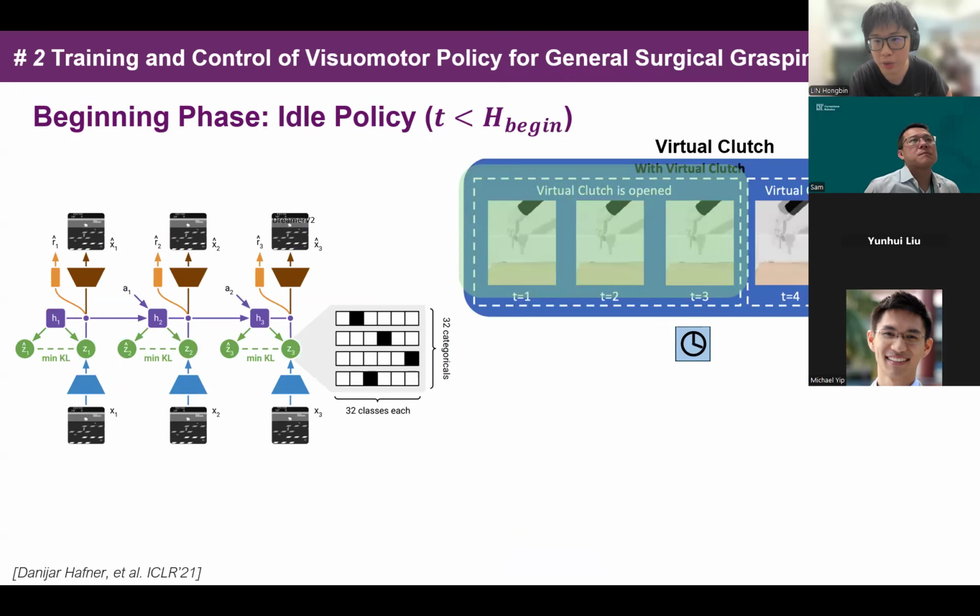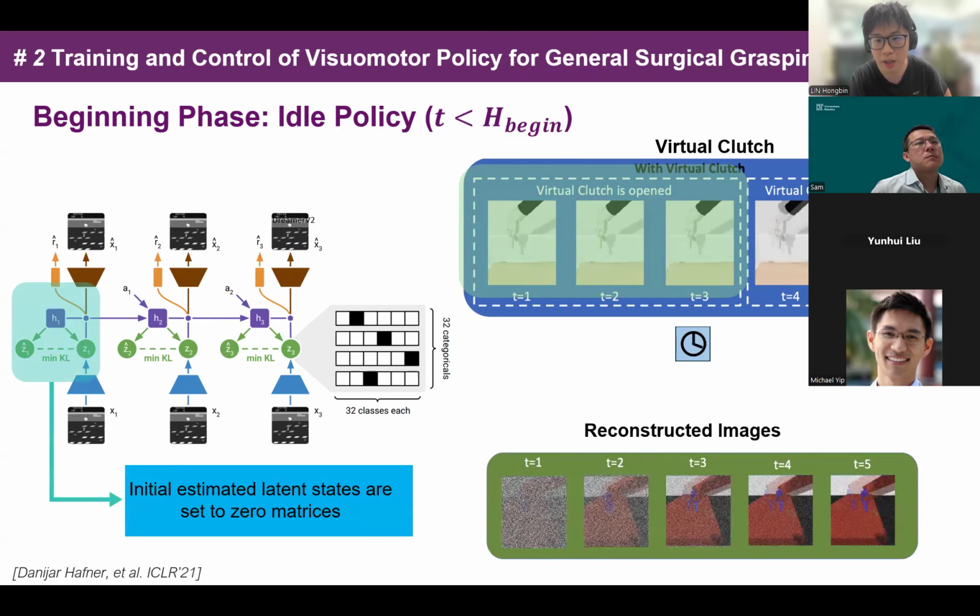So in DreamerV2, the initial estimation latent states are set to 0, which causes a large error from that of the ground truth. So the poor estimation in the latent space leads to poor performance at the beginning steps. So in our control, we classify it as the beginning step, and we use an idle policy to keep the robot in the same configuration. This ensures the robot will not damage the environment when the estimation state is poor.